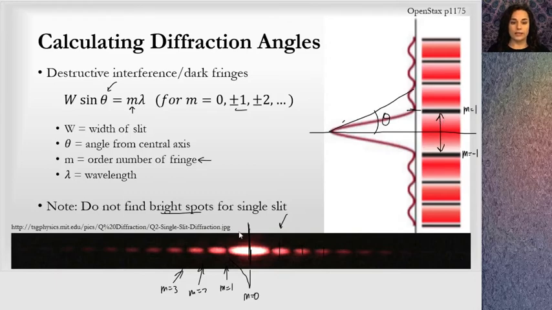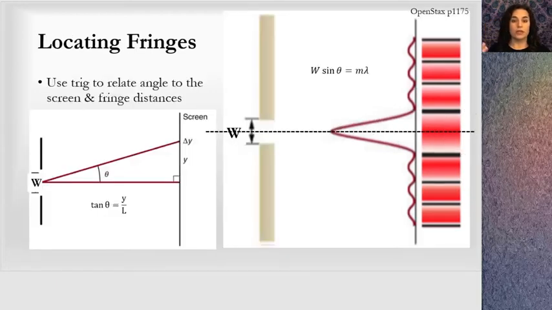How wide is that central bright fringe? That may be a distance that you're asked for in a problem. So locating fringes, if I wanted to actually find that distance, what I need to do is relate a distance in there, because we're not given any distances here other than the width of this fringe. We need to take that light that's sent through this slit and then project it onto a screen.